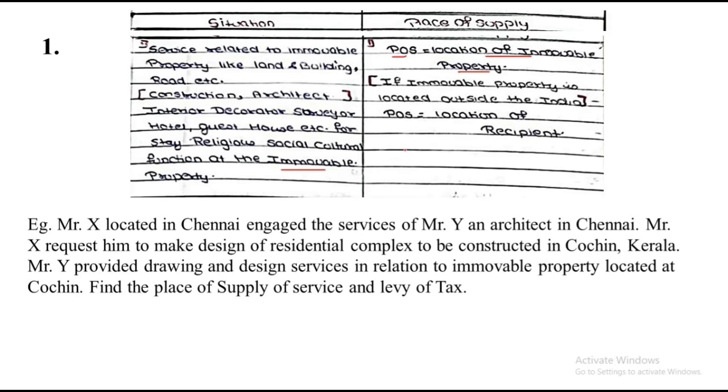Now here Mr. X is located in Chennai, Mr. Y is an architect in Chennai, but Mr. Y has provided the service of designing a residential complex for an immovable property which is located in Cochin. Now, as per the rule, if there is any service related to immovable property, the location of the immovable property will be your place of supply. So in our case, Cochin is the place. Your answer will be: place of supply will be Cochin. And the tax liability will be IGST, because Chennai and Cochin are two different states. Whenever there are two different states, IGST will be applicable. That's rule number 1 for immovable property.